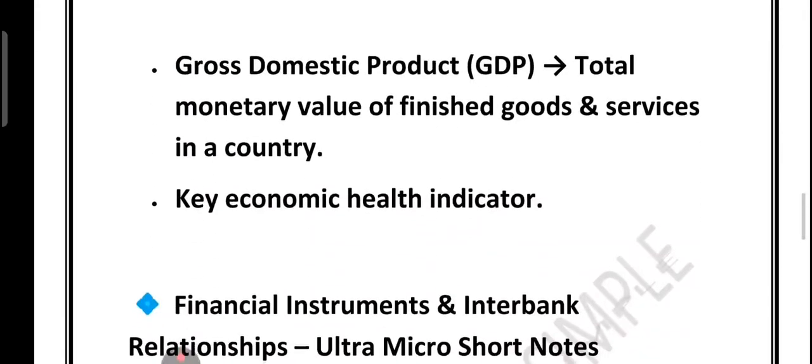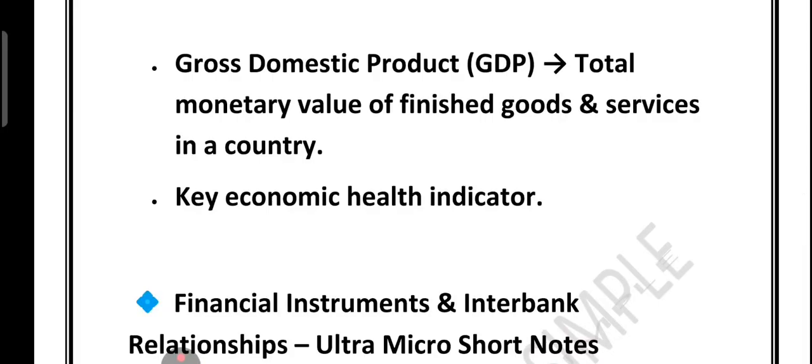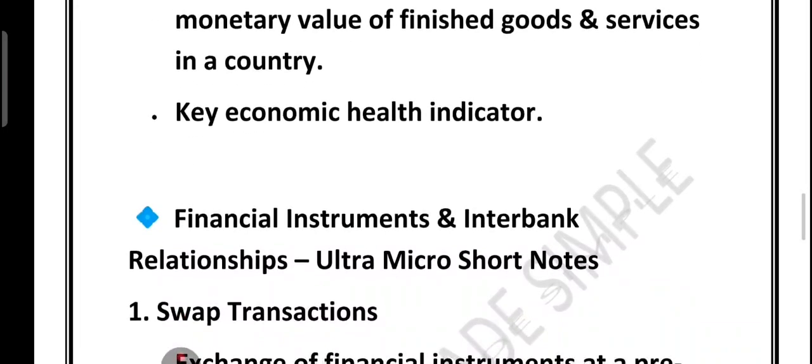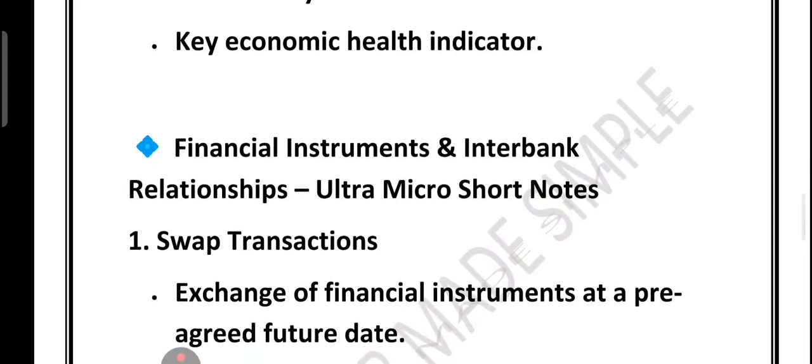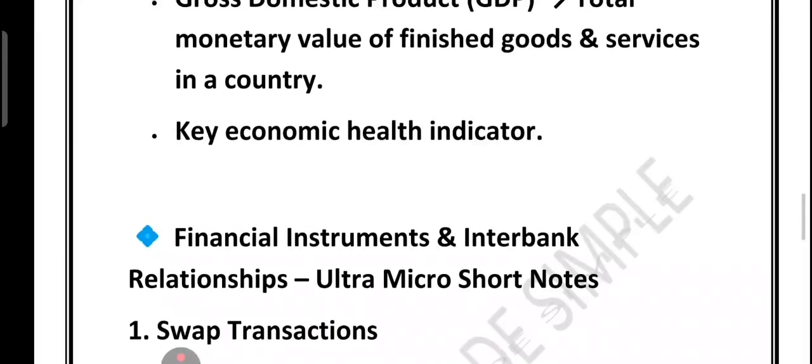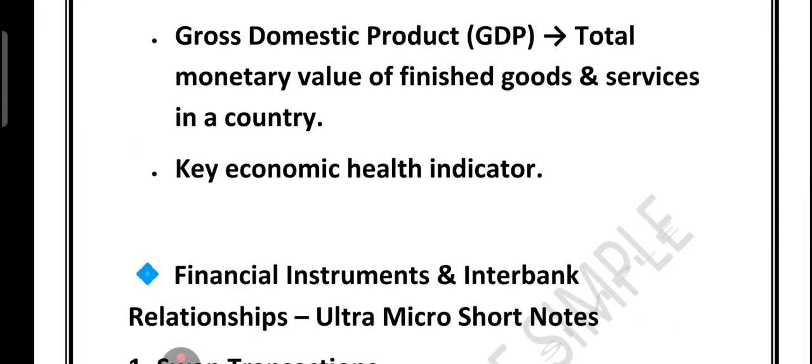If you look at GDP, GDP is the total monetary value of goods and services produced in a country, and it is the key indicator of economic health and growth trend. To summarize, please note it down: the dealing room manages active trading and risk coverage, the back office handles confirmation and fund transfer, and GDP helps in understanding the overall economic performance of a country.